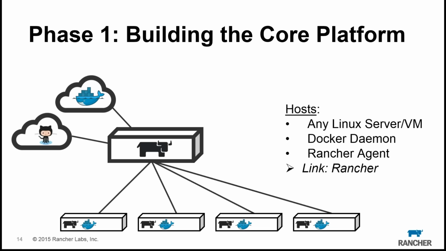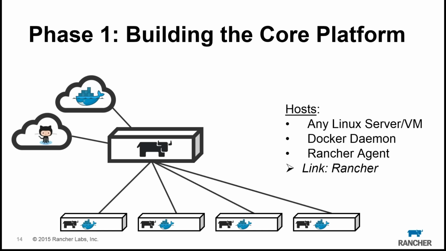On all of these hosts, the thing we really need is obviously the Docker daemon. So we're going to have some VMs or physical hosts running the Docker daemon. Once Docker is running on them, using whatever OS you want to deploy, you can then deploy the Rancher agent on them. Once you run docker run rancher agent, that will come up.